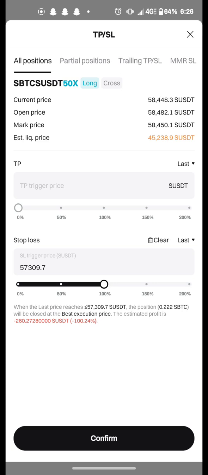I entered at 58,000. If the price should go against me, because I want it to go up, it's now going down. So if it gets to 57,309.7, that position will be liquidated. That 10% will be liquidated. So I can set it, I can still risk to lose 50%. That's the stop loss. If the market is going against me, do you get that now?